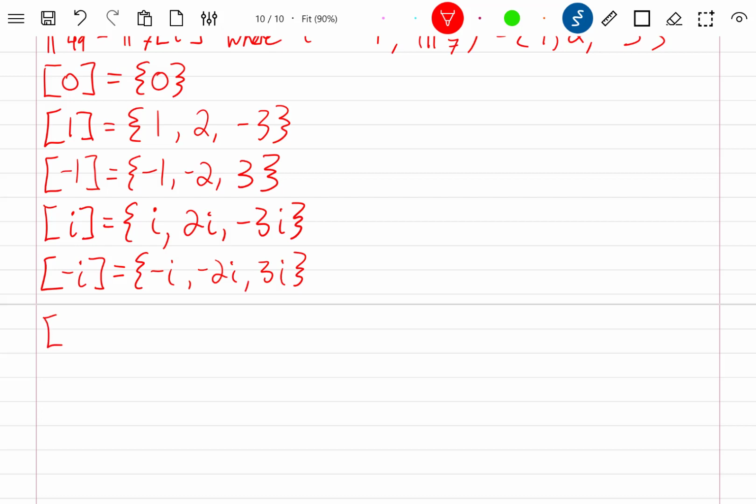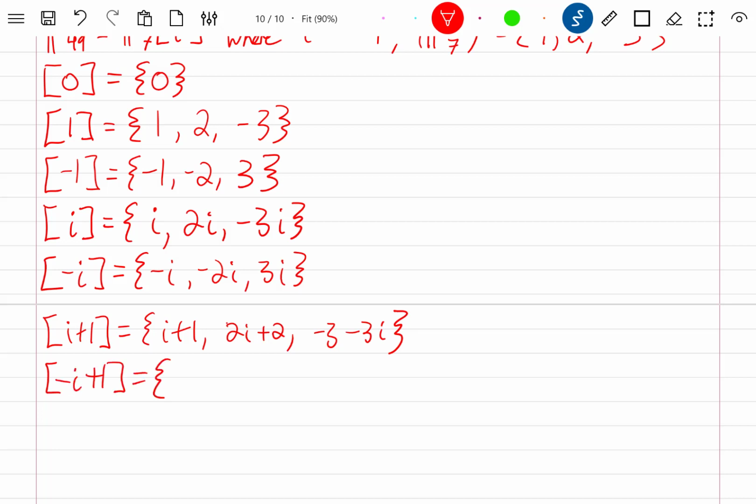And we can continue on the equivalence class of i plus 1, so we need to multiply this by 1, 2, and -3. Then we have an equivalence class of -i plus 1, which will be -i plus 1. Then I have to multiply this by 2, so -2i plus 2, and then multiply it by -3, so this will give me 3i minus 3.